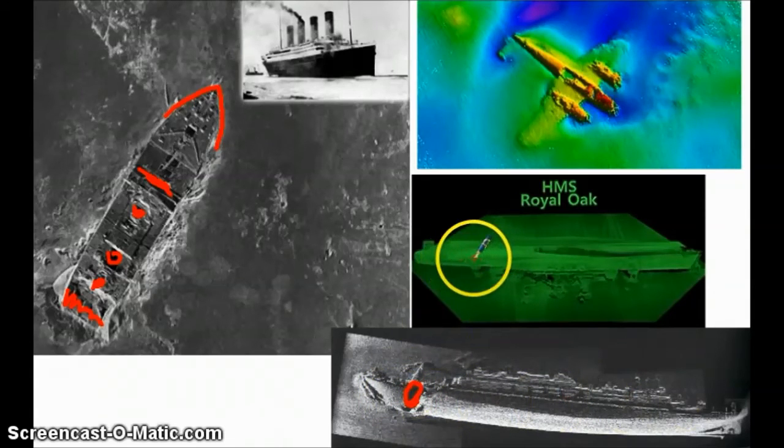This ship here, the HMS Royal Oak, is a battleship from the Second World War. It has the dubious honour of being the very first battleship which was sunk during the Second World War. And this is a scanning image which they've got of it.